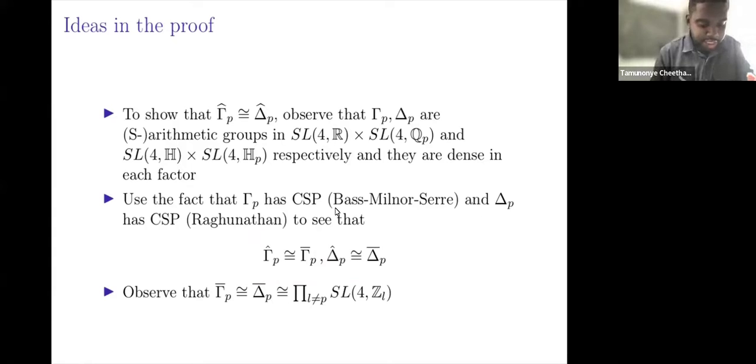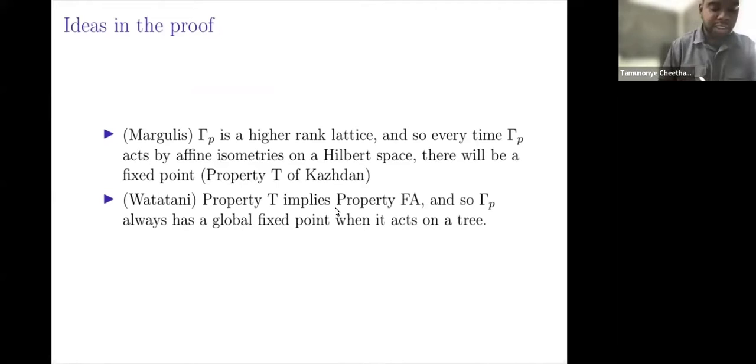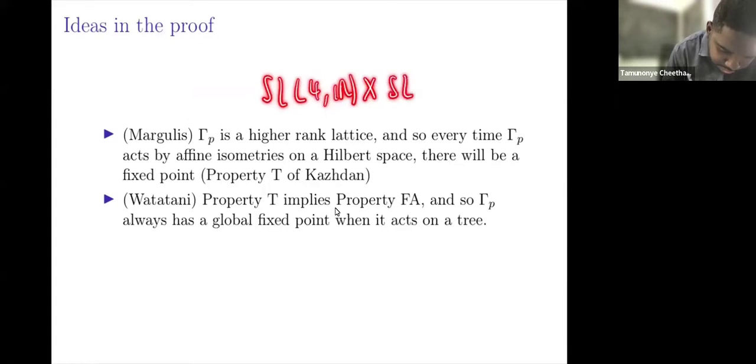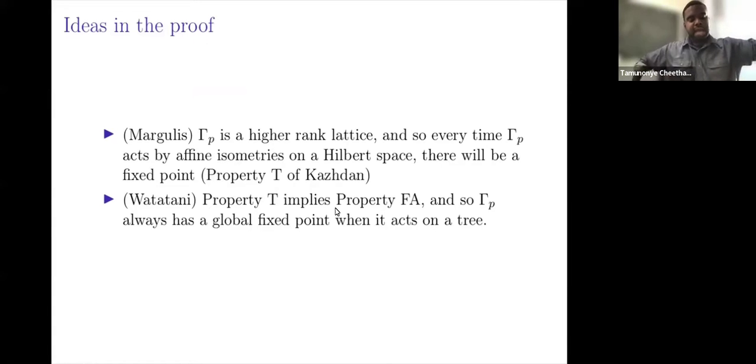And so once we're at this stage where we've used deep theorems of Bass, Milnor, Serre and Raghunathan that rely on knowing what the Q-rank of the group is, what the S-rank of the group is, and here also we need to know what the congruence completion is. Then we need to say that Gamma_p is going to be a higher rank lattice because it's a lattice in SL_4(R) cross SL_4(Q_p), right? And in particular, every time it acts by affine isometries on a Hilbert space, there will be a fixed point. So this is property T of Kazhdan.